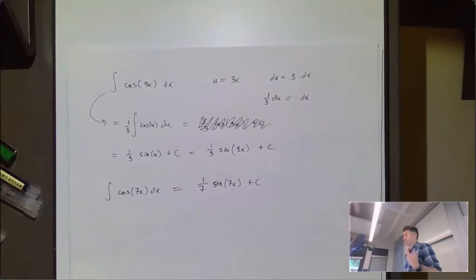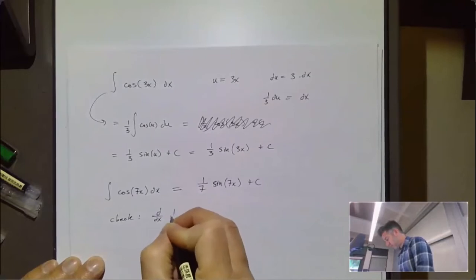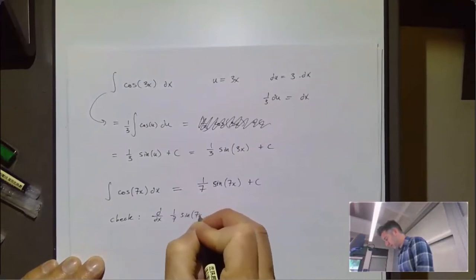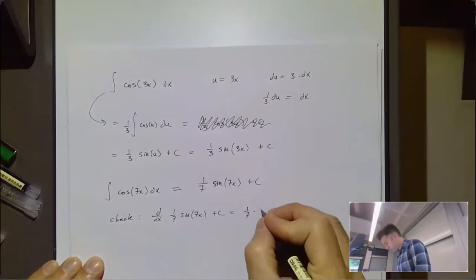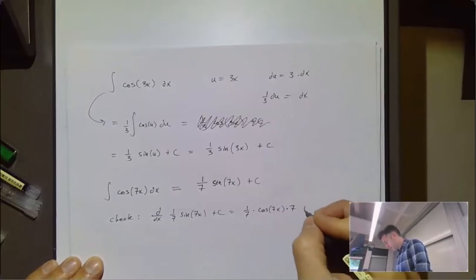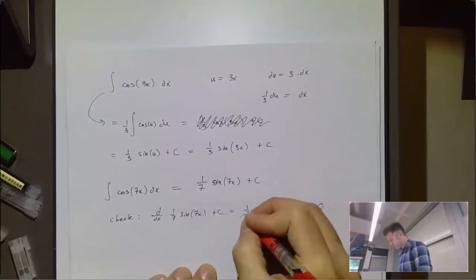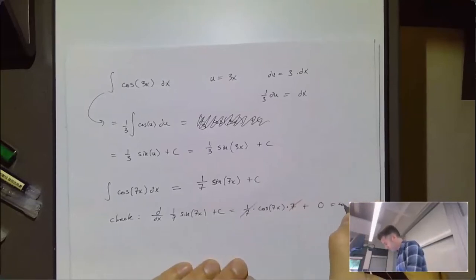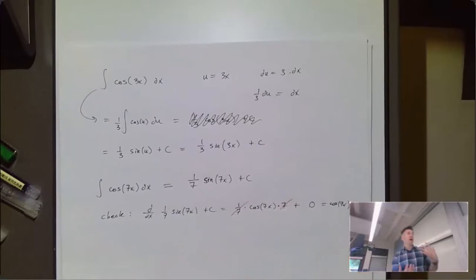And we can check, right? If you want to check, we can take the derivative. The derivative of 1/7 times sine of 7x plus c is 1/7 times the derivative of sine of some stuff, which is cosine of the stuff times the derivative of that stuff, plus 0 because the derivative of a constant is 0. And of course, the 1/7 and the 7 cancel out. So when you have this sort of thing where you could choose for u just a multiple of x, you can kind of get away without doing the work.